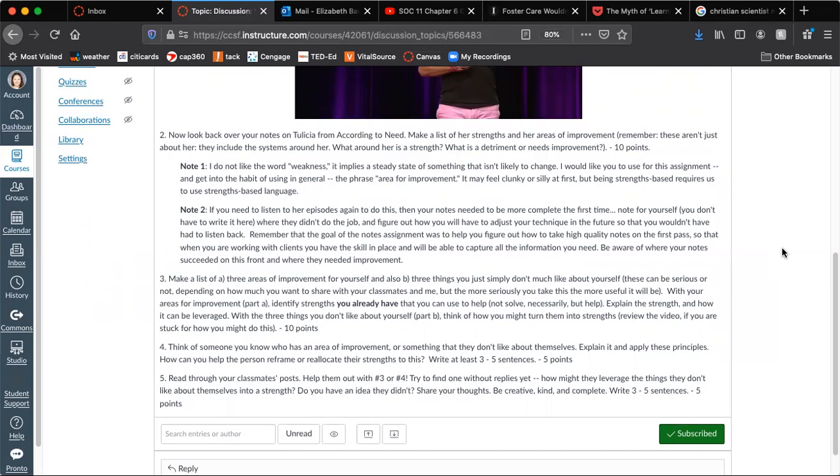And then on number 4, I want you to think of somebody that you know who has an area of improvement or something that they don't like about themselves, like you just did for yourself. I want you to explain what that thing is and apply these principles to that person. The reason why I'm having you do this is because I want you to be able to apply it to a client type person. So to Talisha, I want you to be able to apply it to yourself, and I want you to be able to apply it to somebody that you interact with and understand on some level. And I think at that point you will have a pretty thorough understanding.